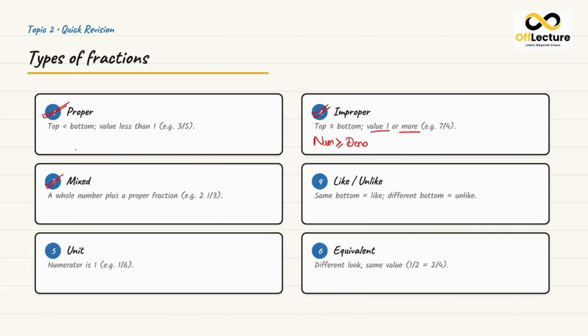Then we discussed mixed fraction, that is a whole number plus a proper fraction, such as 2 1 by 3, which means two whole parts and then a proper fraction. Then we discussed like and unlike fractions: if the denominator is the same, then it's a like fraction, and if the denominator is different, then it's an unlike fraction. Then comes the fifth type, where the numerator is equal to 1, which is known as unit fraction.